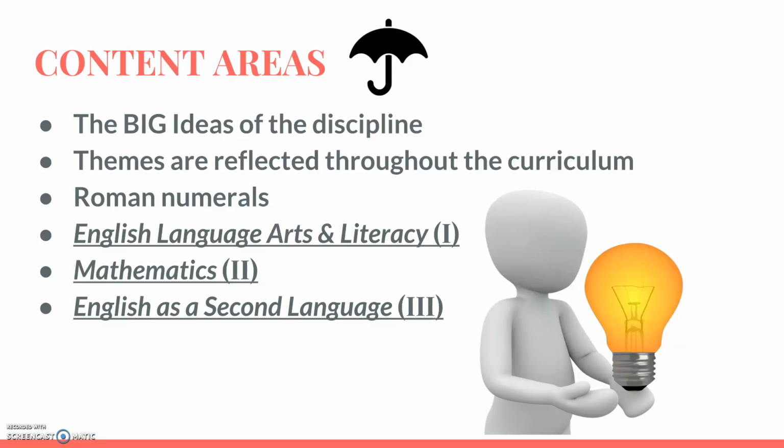The big umbrella that represents the content areas that I've mentioned in the last couple of slides really reflects the big ideas of the represented disciplines: English language arts, math, or ESL. The content areas are actually the themes that run throughout the curriculum. You'll see that the content areas will be represented on your printed copy with Roman numerals. English language arts and literacy, Roman numeral 1, math, Roman numeral 2, ESL, Roman numeral 3.